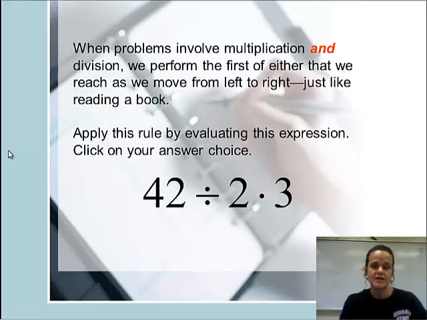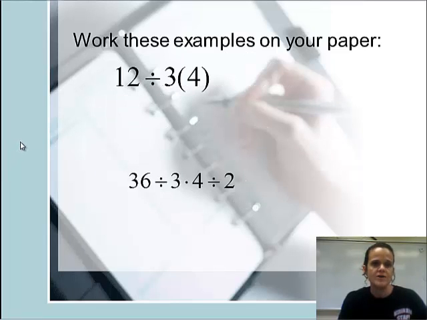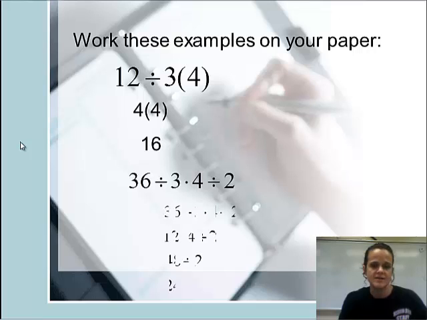When problems involve multiplication and division, we perform the first of either that we reach as we move from left to right, just like reading a book. So apply this rule by evaluating this expression. You should have gotten 63 as your answer. Work these examples on your paper. Please pause the video while you do so. You should have gotten 16 as the answer to the first example and 24 as the answer to the second example.